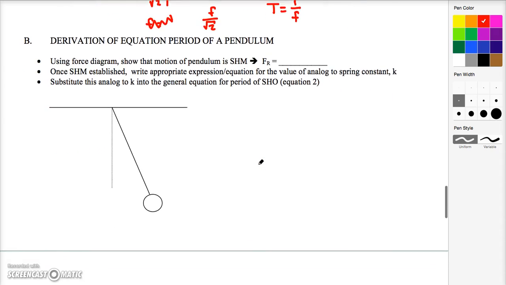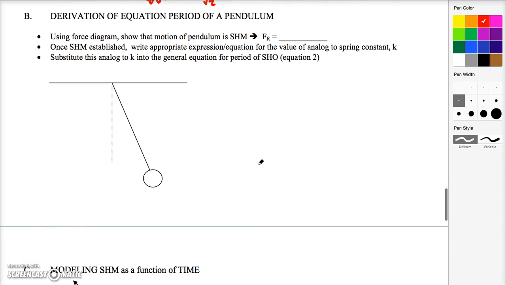Okay, so now we're trying to show that a pendulum is a simple harmonic oscillator. Essentially, if we can figure out that the restoring force, F sub r, which will work out to be the parallel component of the weight, if we can show that that is proportional to x, much like the force on a spring is proportional to x, then we can conclude that the pendulum is a simple harmonic oscillator.